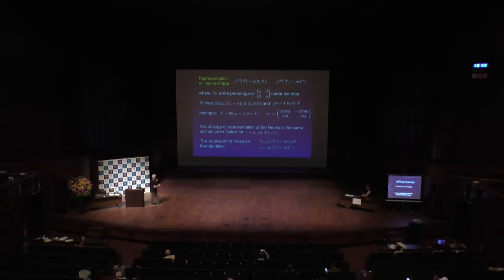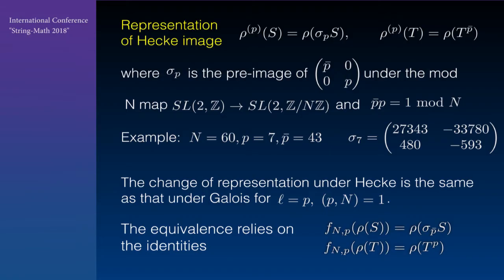So the representation of the Hecke image on S is rho of sigma p, and the representation on T is rho of T to the p bar. So I have to tell you what p bar and sigma p are. p is relatively prime to n, which means that it has a multiplicative inverse. I define p bar to be its multiplicative inverse.